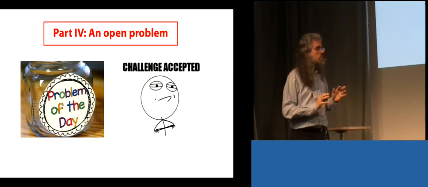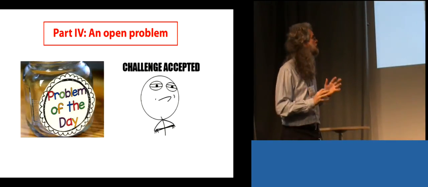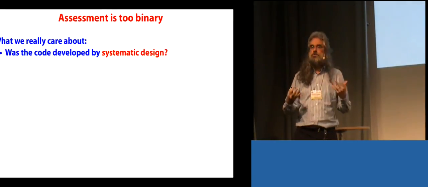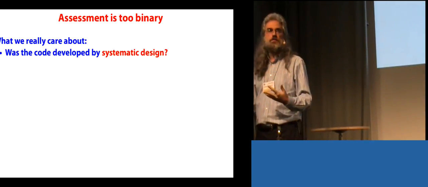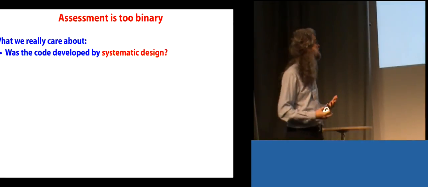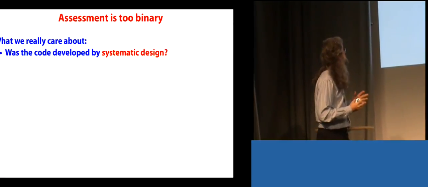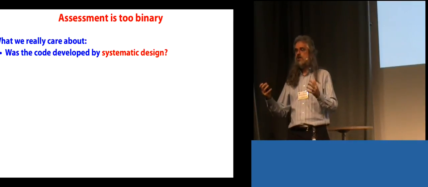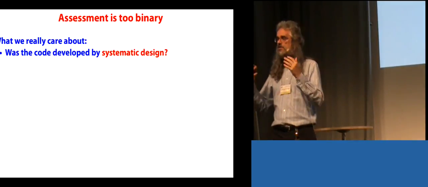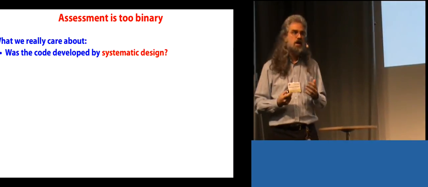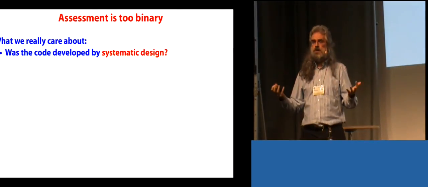So to wrap up, I want to talk about this important open problem that we ran into, and that is simply, what do we do with the code that the students give us when they're done? How do we judge it? How do we evaluate it? As an instructor, I really care about only one thing. Is this code the result of a systematic process of software development? That's what I'm trying to teach. But what do I do with that question?